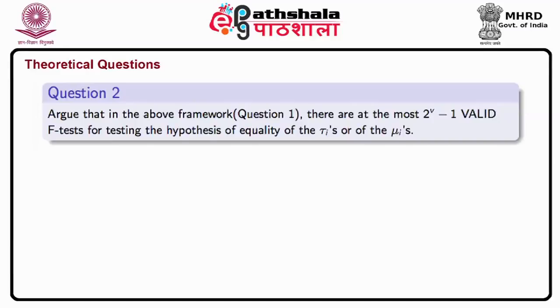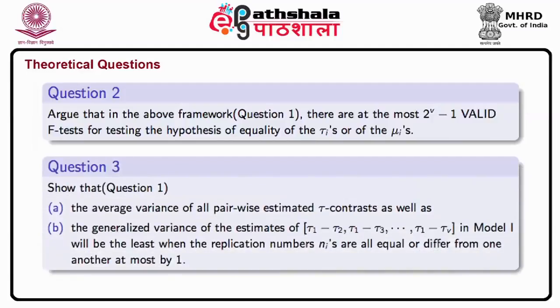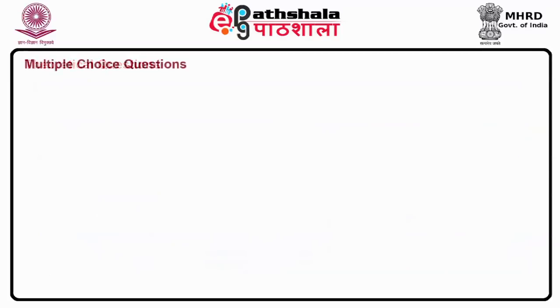So show that minimization of the average variance or minimization of the generalized variance by proper selection of the replication numbers n1, n2, up to nv amounts to the result which says that the ni's should be all equal or they should differ from one another by at most 1. This is a theoretical exercise, quite interesting. The one on generalized variance is a bit tricky and a bit difficult, but I hope some of you can definitely get it through. Let me now ask Sagorika to read out the multiple choice questions.